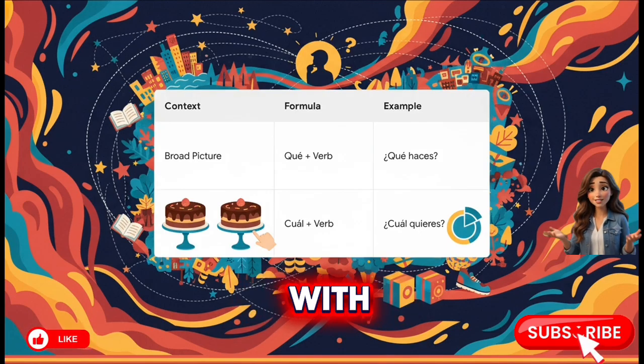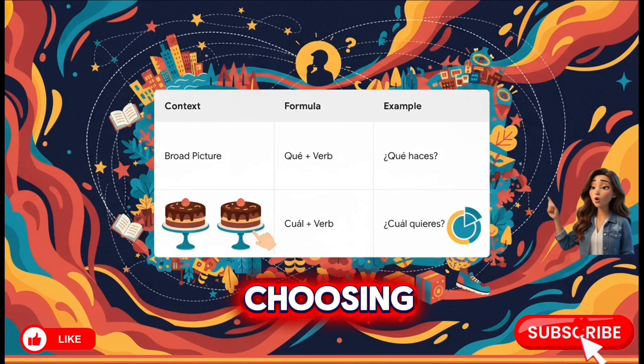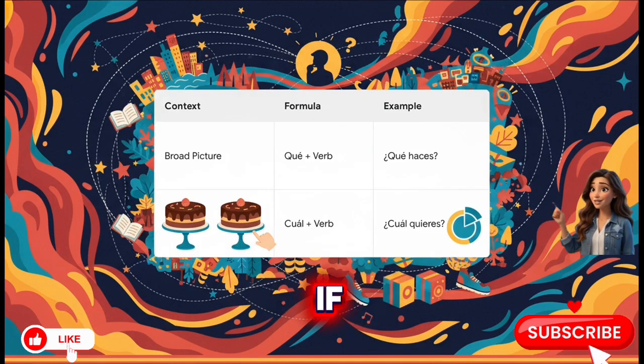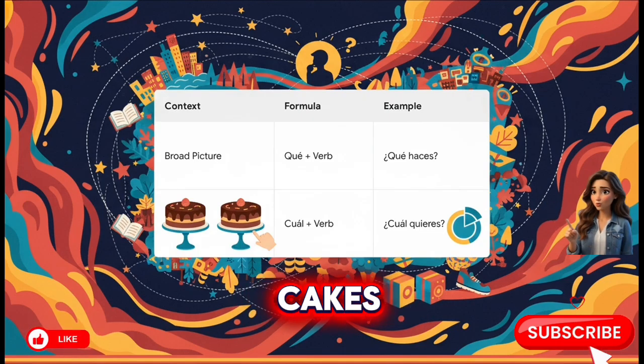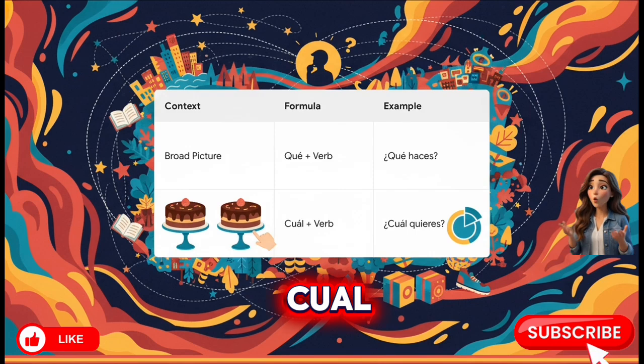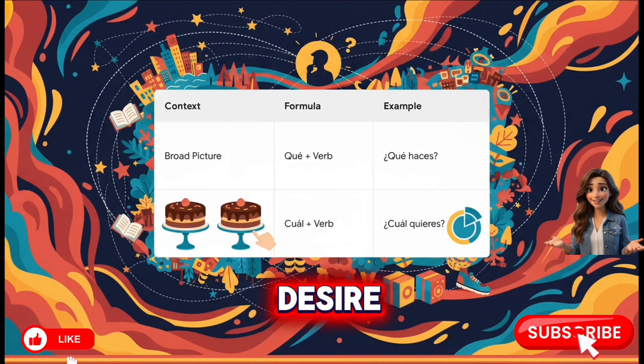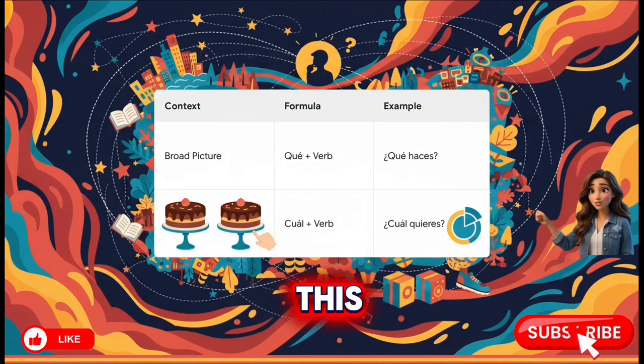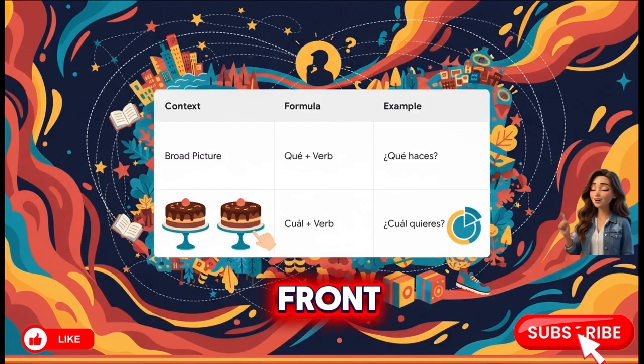When you pair cuál with a verb, the context demands that you're choosing from a specific group. If I hold up two amazing-looking cakes and ask, ¿cuál deseas? Or ¿cuál quieres?, I'm asking, which one do you desire or which one do you want from this very specific group sitting right in front of us.